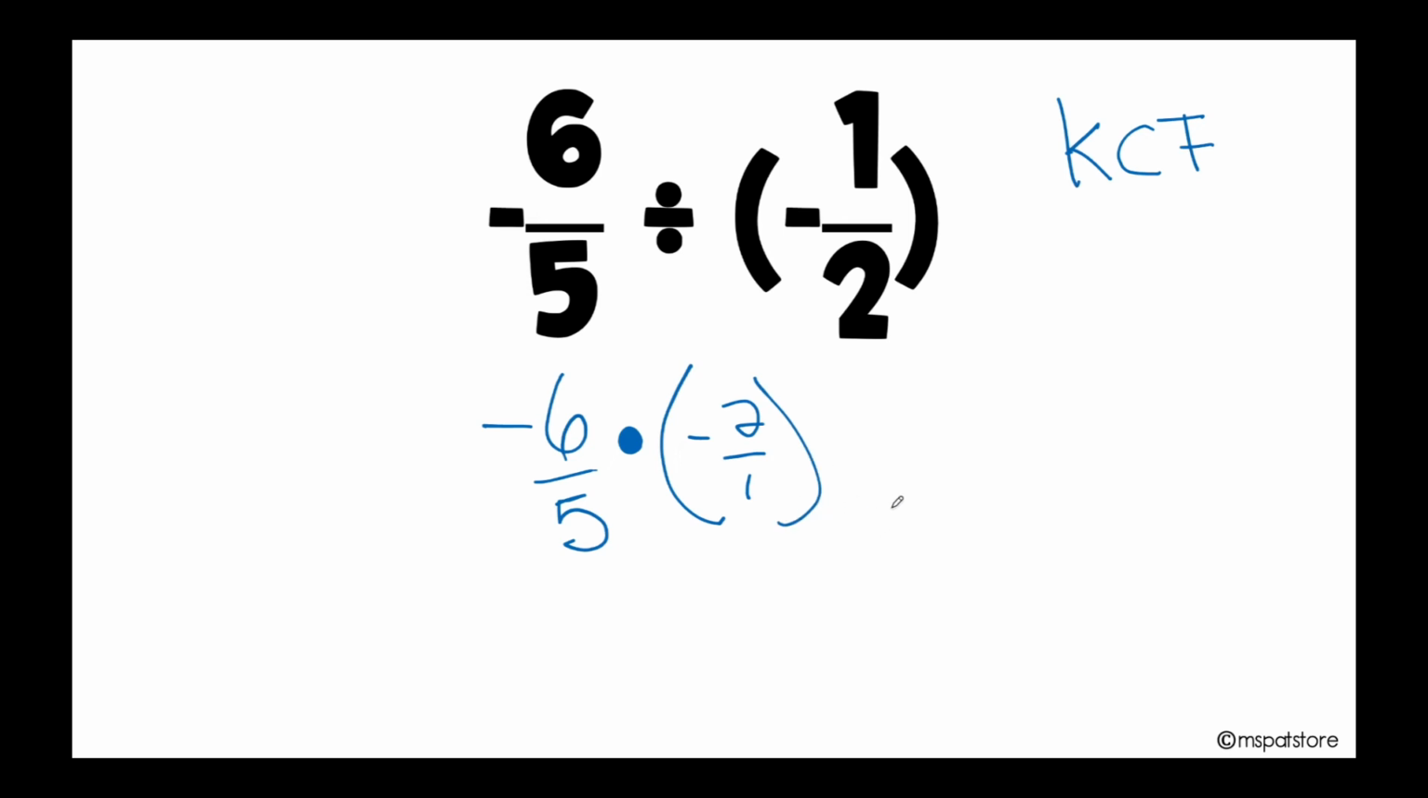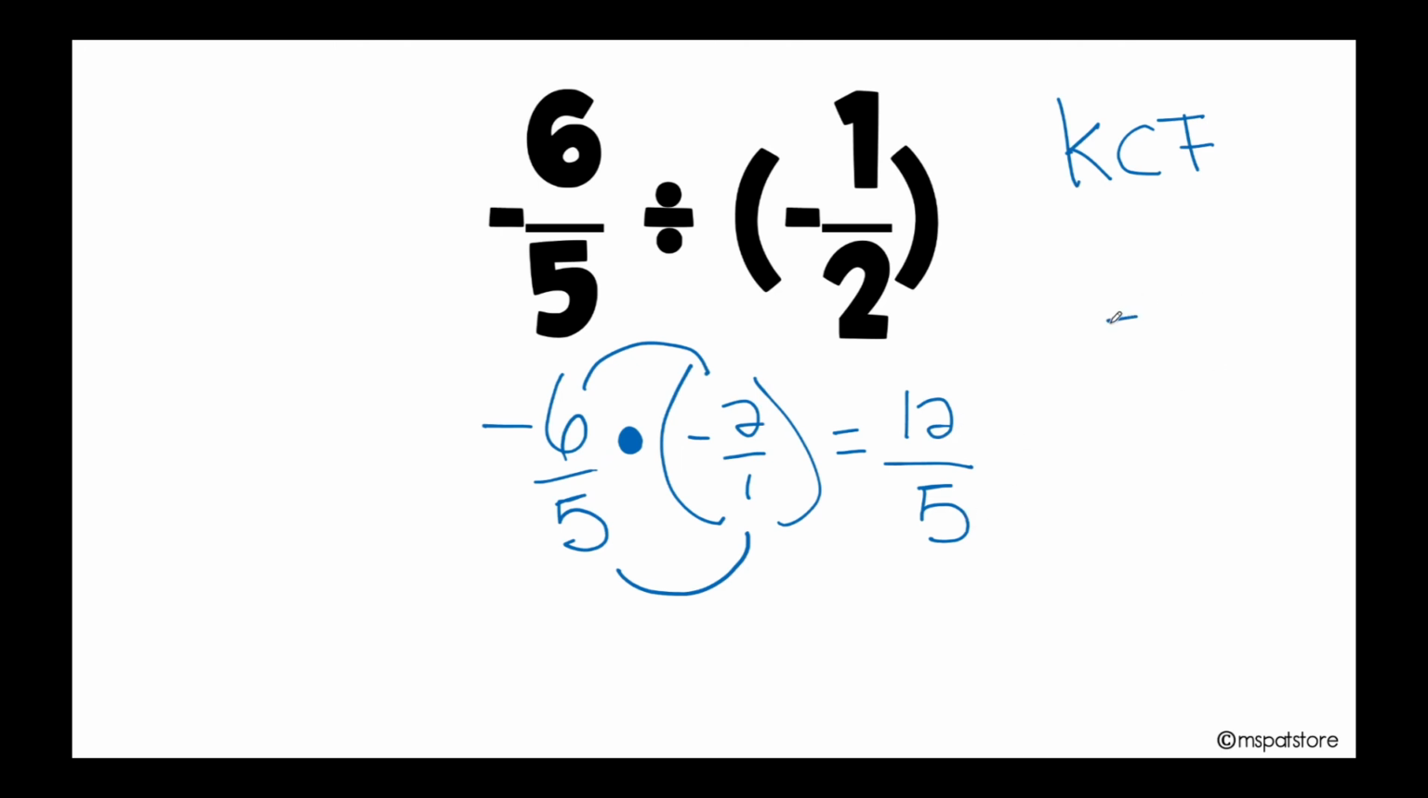Now I'm ready to multiply numerator by numerator, denominator by denominator. As I cannot simplify across, I am just going to continue with my multiplication. 6 times 2 is equals to 12, and 5 times 1 is equals to 5. As they have the same sign, my answer will be positive. But this is not the end. I need to change my improper fraction into a mixed number.